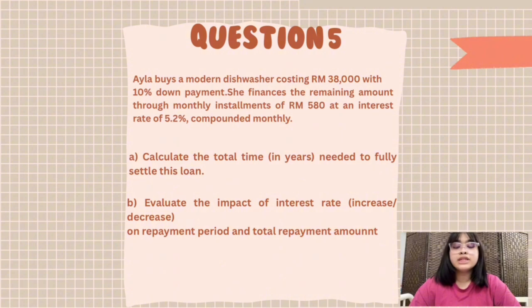Question 5. Ayla buys a modern dishwasher costing RM 38,000 with a 10% down payment. She financed the remaining amount through monthly installments of RM 580 at an interest rate of 5.2% compounded monthly. A. Calculate the total time in years needed to fully settle this loan. And B. Evaluate the impact of an interest rate increase or decrease on the repayment period and total repayment amount.